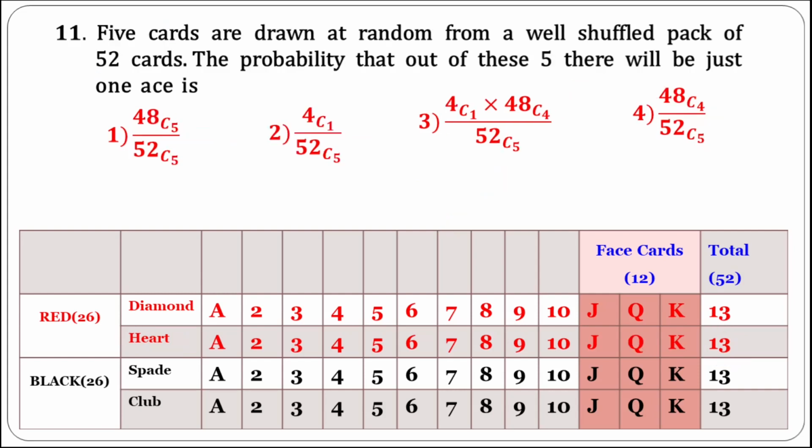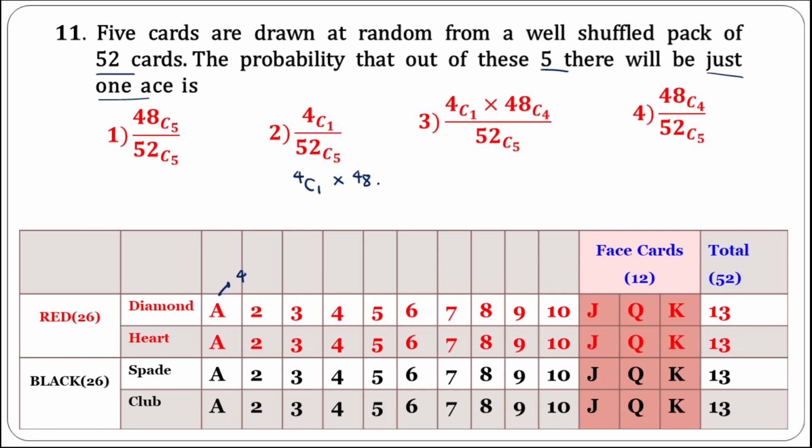Right, now let's see the next question. 5 cards are drawn at random from a well shuffled pack of 52 cards. The probability that out of these 5, there will be just 1 ace. See, they are telling there will be just 1 ace. There are 4 aces. Out of those 4 aces, I have to select 1 ace into remaining cards are 48, because there are totally 52 cards. I will remove 4 aces.